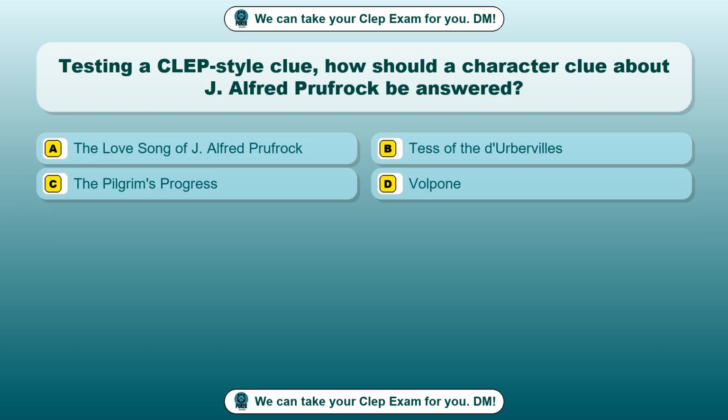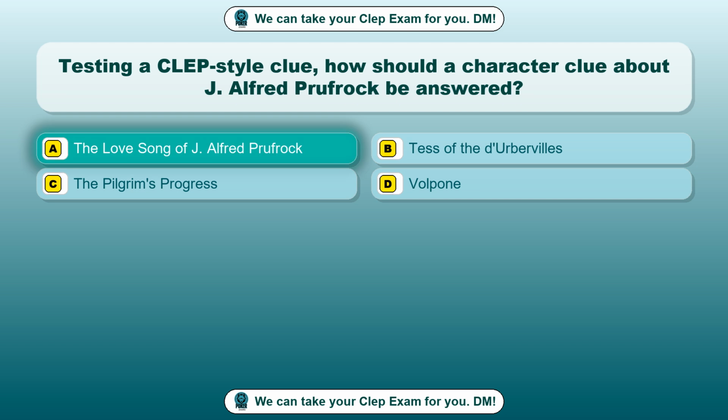Question 60. Testing a CLEP-style clue, how should a character clue about J. Alfred Prufrock be answered? Option A. The Love Song of J. Alfred Prufrock. Option B. Tess of the D'Urbervilles. Option C. The Pilgrim's Progress. Option D. Volpone. The correct answer is option A.